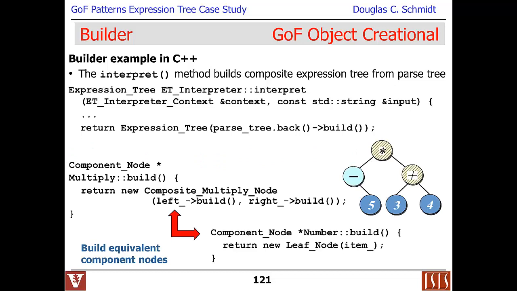And here's kind of how it works. And this is what you guys have to do. So you can look at these slides to get inspiration, but you eventually have to sit down and build this part of the code. As you can see here, for each of the different kinds of nodes in the parse tree, we're going to have to build the appropriate kind of expression tree node that it corresponds to. So the multiply method in the parse tree is going to build a composite multiply node using the various pieces that are passed in from the expression tree. And again, when you look at the code, it'll make more sense.